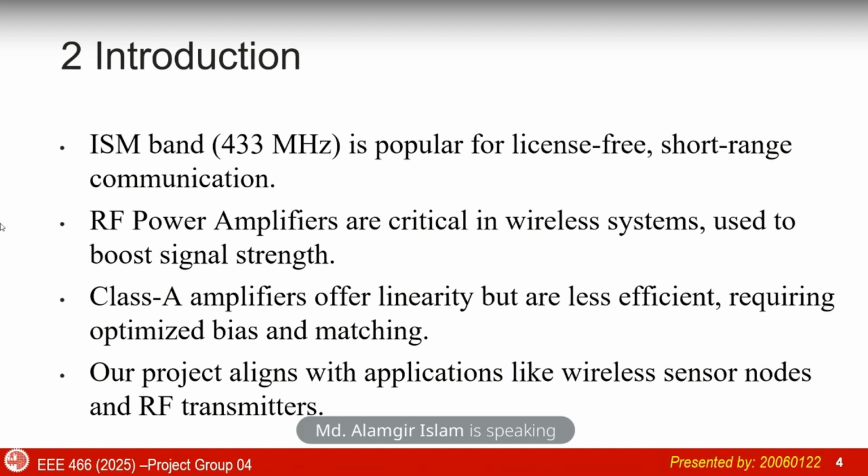In our project introduction, we will use the ISM band, which is popular for license-free short-range communication. RF power amplifiers are critical in wireless systems and are used to boost signal strength. And we will use a class A common-emitter power amplifier.